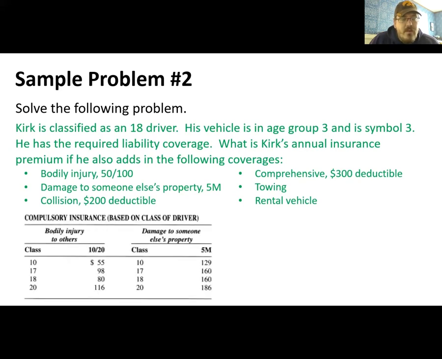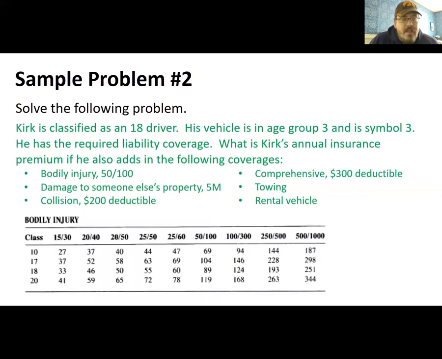So the first thing we need to do is look at the required liability coverage. Everybody is required to have this in order to be insured. There's a minimum amount, and what we're going to do is look on our chart here. He's a class 18 driver, and the minimum liability coverage is the 10-20: $10,000 per person in bodily injury, and then $20,000 per accident. So for a class 18 driver, that's going to cost $80. We just need to remember that number because we're going to use that, and it is added into our total premium.